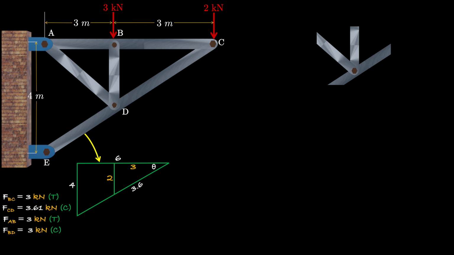Now we have to give the direction to our members. We say that BD is under compression, so that means at joint D, the force BD should be going upwards, and we've also said that CD is under compression, so that means at joint D, FCD should also be going upwards. And FAD, we don't know, we're going to assume that it's under tension, so that means it is also going to go upwards. And finally on ED, we're going to assume that it's a tensile force, so that means it will be going down. So now let's name our forces, and we also have to name our joints.